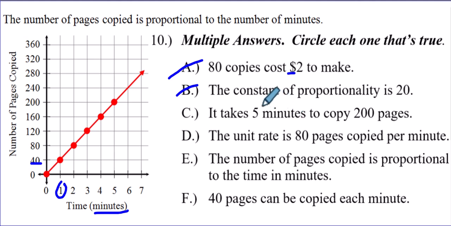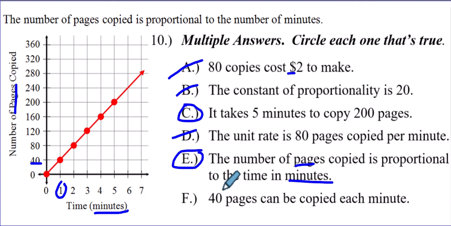Goodbye, B. It takes 5 minutes to copy 200 pages. 5 minutes. Yep, 200 pages. Right label, pages. Yes. So C is correct. The unit rate is 80 pages copied per minute. No. Unit rate is where x is 1. It should be 40 pages copied per minute. So goodbye, D. The number of pages copied is proportional to the time in minutes. Okay, pages is the correct label. Minutes, correct label. Is it proportional? Well, it is a straight line. It goes through 0, 0. Oh, yes, indeed. Hello, choice E.